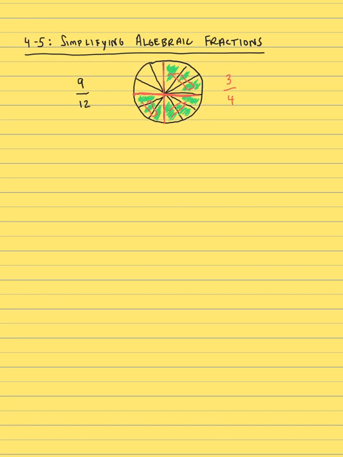So if we didn't want to draw a pie chart every time, how might we get from 9/12 to 3/4? Well, I think you're going to say, well, just divide the top and the bottom by 3, right? You're right, we can do that. So 9 divided by 3 is 3, and of course 12 divided by 3 is 4, and so 9/12 equals 3/4.